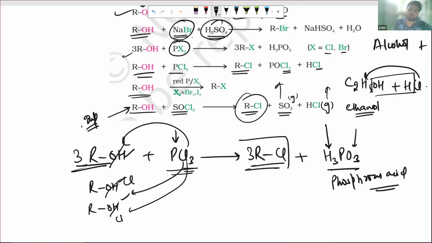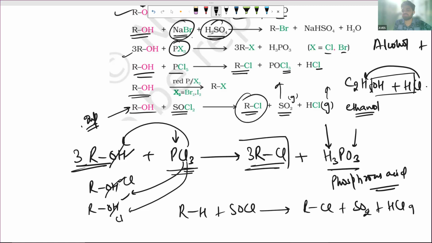So this is very important: when alcohol ROH is going to react with SOCl2, it gives you RCl plus sulfur dioxide plus HCl. And these are both in the gaseous state. Because they are in the gaseous state, they can easily evaporate, and we will get this one in the beaker. Got it? So in the pure state, we are going to get the alkyl halide.